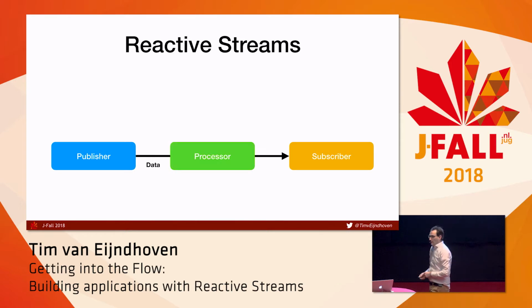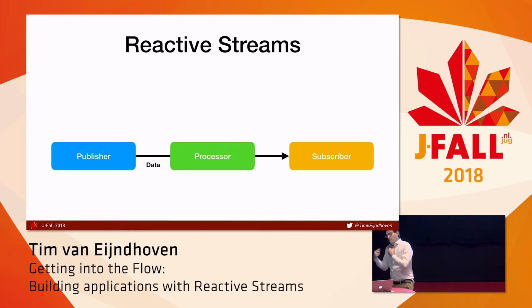Now in between you can have processing steps, right? So maybe my publisher produces strings, and maybe I want to process them into some other object type, or maybe I want to parse them or whatever, and then provide my more domain-specific objects to my subscriber. That's all possible. So there can be one or many processors in between.